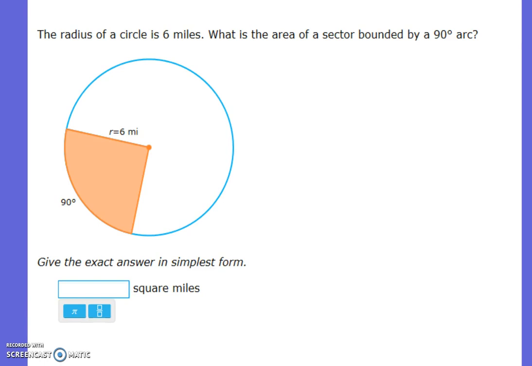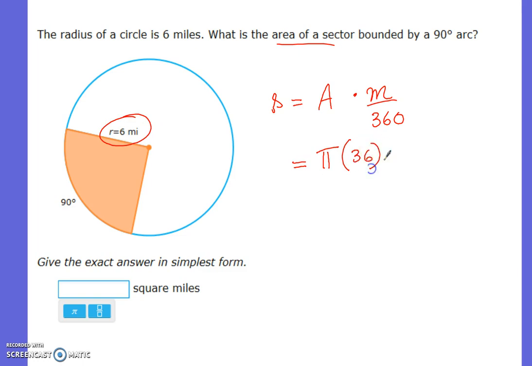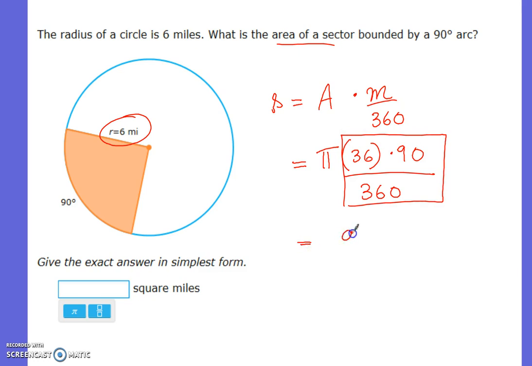The radius is 6. What's the area of the sector? So small s, area of the sector is capital A, which is the area of the circle, times m over 360. So pi r squared, pi times radius squared is 6 squared, which is 36, times the measure of the angle is 90 divided by 360. So you would just put this part in the calculator and put your answer. Your answer is going to be 9 pi when you multiply it and put it in the calculator.